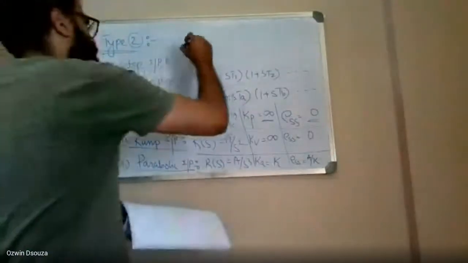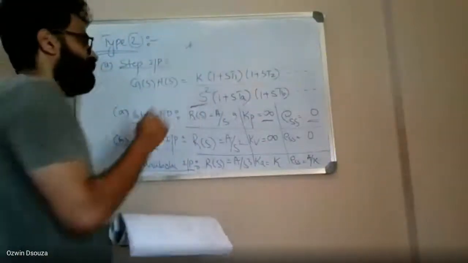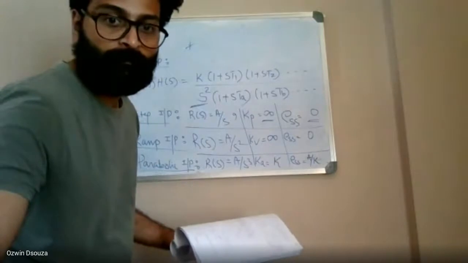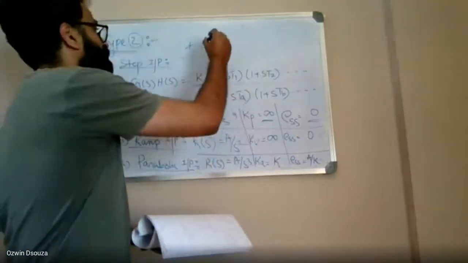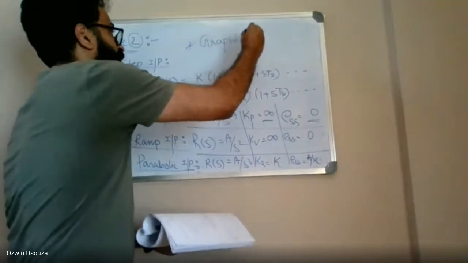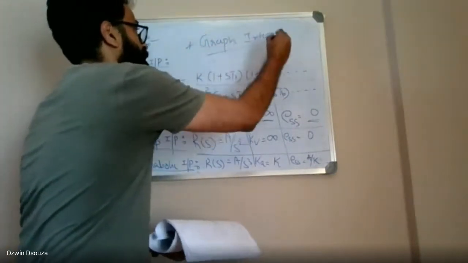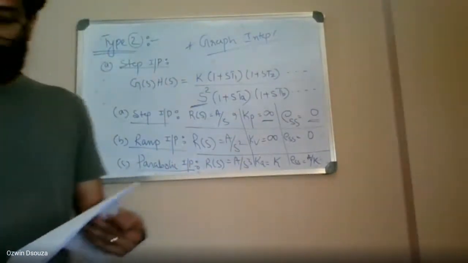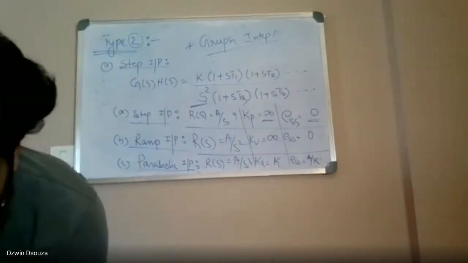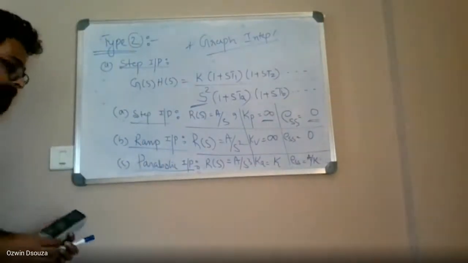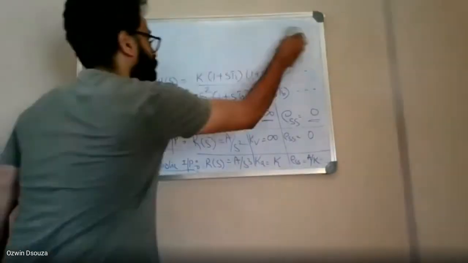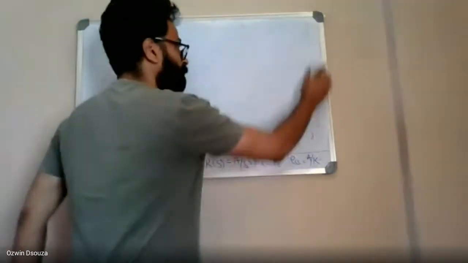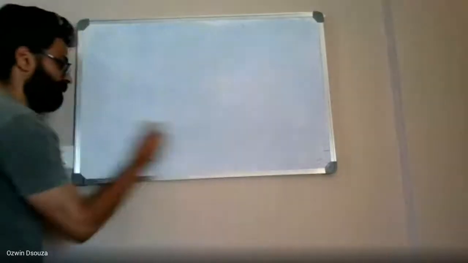Fine. And what you need to do is the graphical interpretation. I'm not going to draw for type 2 system. You try it out yourself. Please try out the graphical interpretation on your own. Any doubts till now? If you don't have doubts, I can take some problem. At least one problem I want to finish.